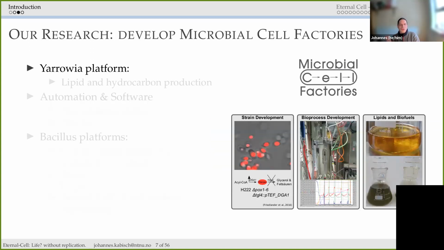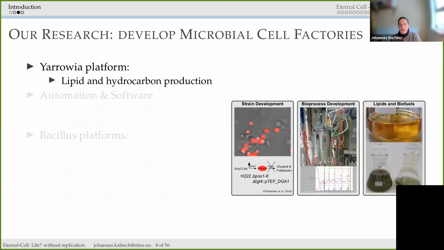So what is our research? Our research is very applied. We develop and apply microbial cell factories. For this, we have a variety of platform organisms, and one of them is a yeast, and the other one is a bacterium. The first one I shortly want to introduce is our Yarrowia platform, and we use this for lipid and hydrocarbon production.